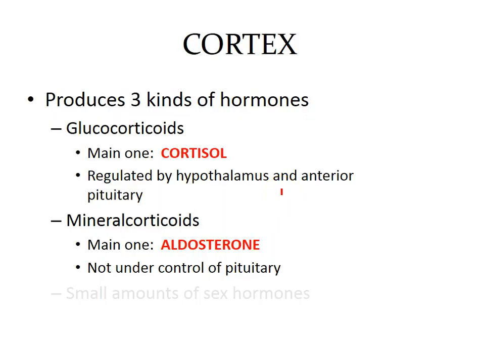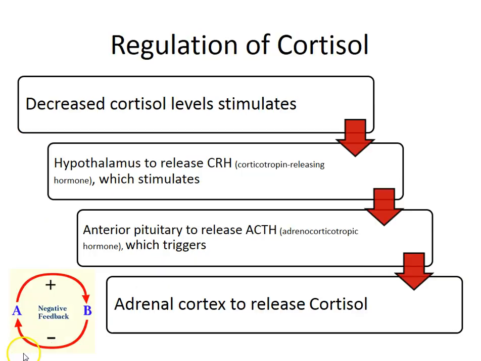The cortex produces three kinds of hormones. Your glucocorticoids, the main one is going to be cortisol, and we will talk a lot about that in class. It's regulated by the hypothalamus and anterior pituitary. It also produces mineralocorticoids, the main one being aldosterone, and that is not under the control of the pituitary.